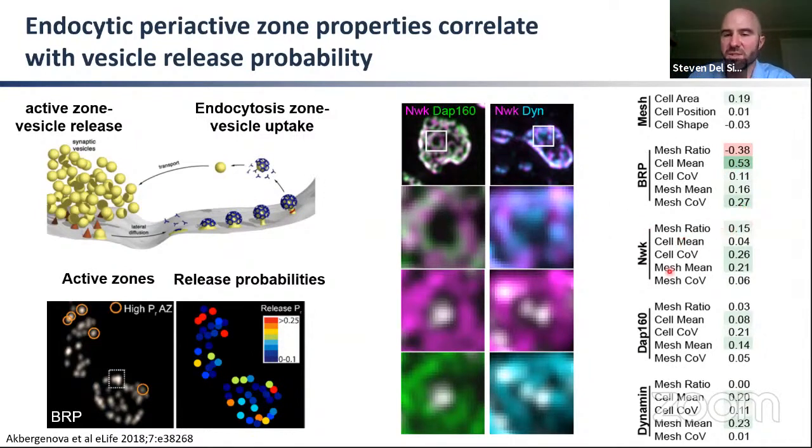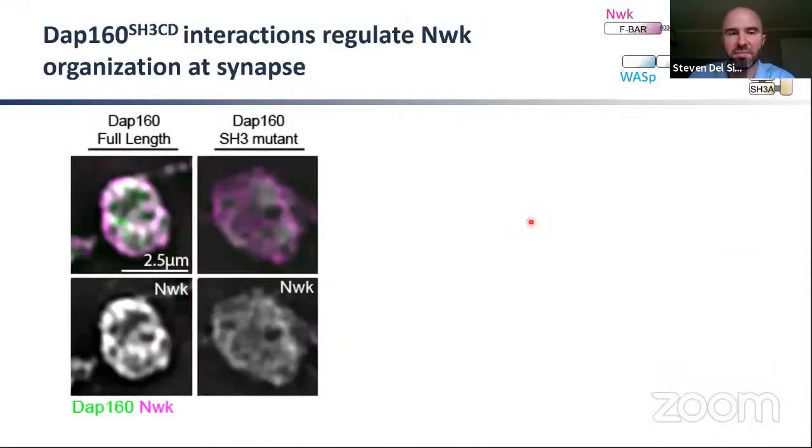And then when we look at the endocytic proteins, we see some interesting differences. So if we just focus on the mesh ratio, the same measurement that I just presented a second ago, we can see that only nervous rec has a positive correlation with mesh ratio, but not DAP160 or Dynamin, but all of them have some positive correlation between the overall abundance and the active zone intensity. So suggesting that the amount of endocytic material is adapting to or scaling with the brightness of the active zone, so its propensity to release vesicles.